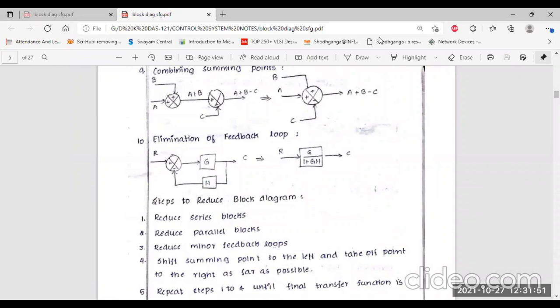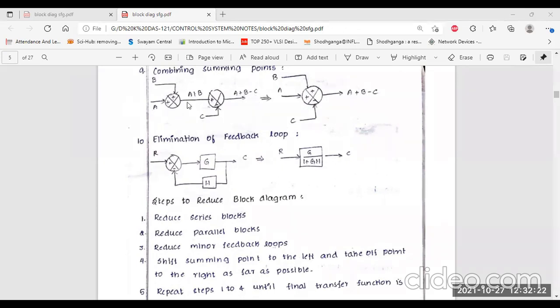So rule number 9 is basically combining the summing points. You are given two summing points. At the first summing point, you can see A and B; these signals are attached here, so the output from here is A plus B. Then we attach another summing point, which can be a negative or positive summing point, whatever you want to add. So the result is A plus B minus C.